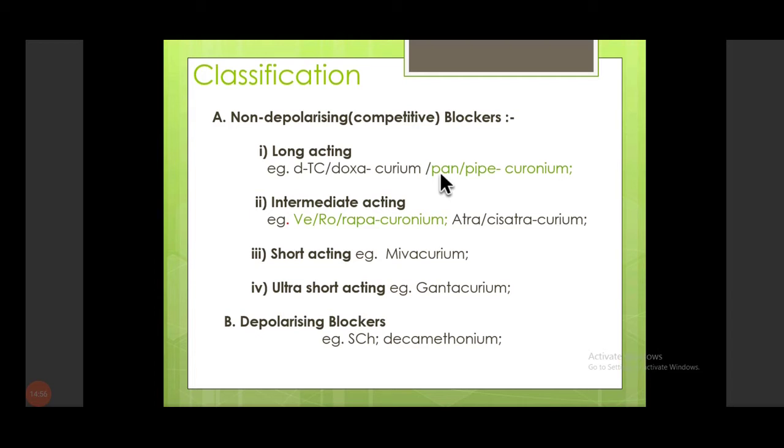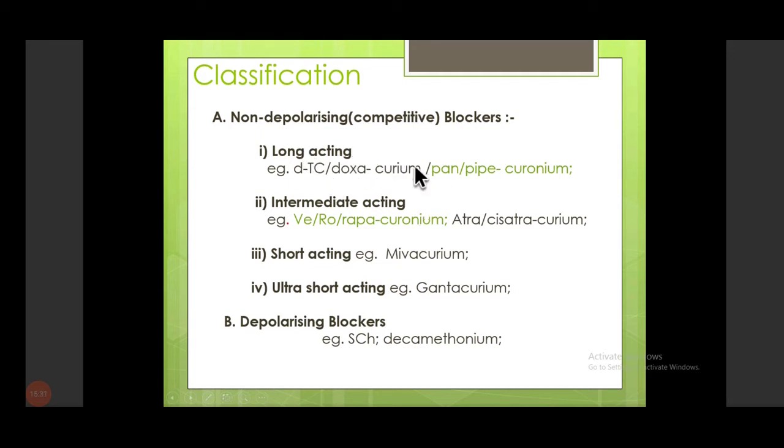But I'll just try and tell you some key points that will facilitate your learning from the textbook. The non-depolarizing blockers are the ones which simply sit at the receptor binding site. Depolarizing blockers are something which would depolarize the membrane. For longer acting non-depolarizing blockers, you can remember the prototype drug in this class, that is D-tubocurarine. D-tubocurarine is the prototype drug in non-depolarizing or the competitive blockers.